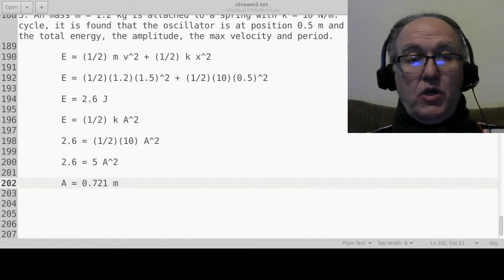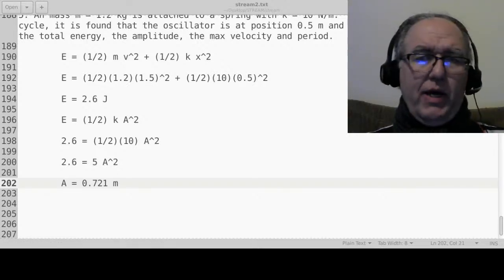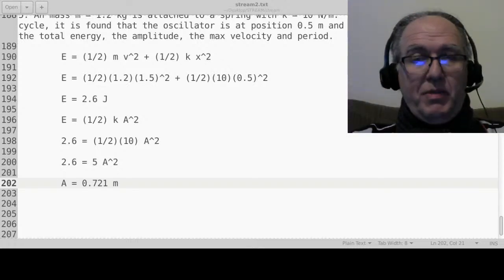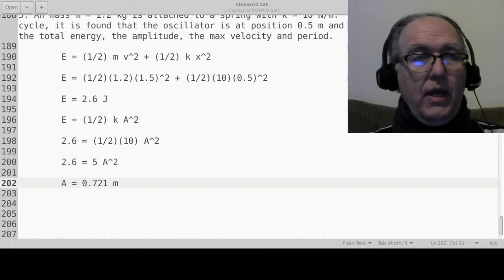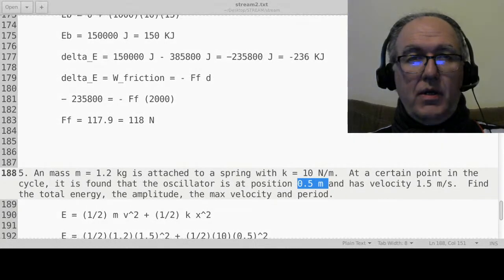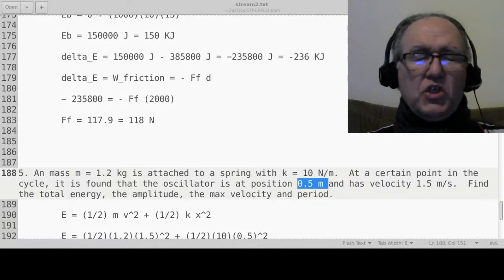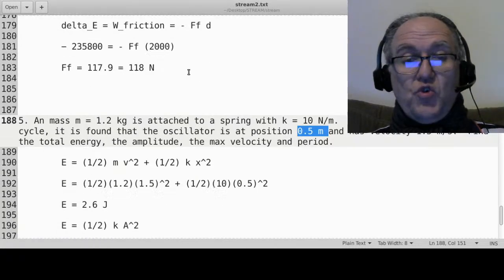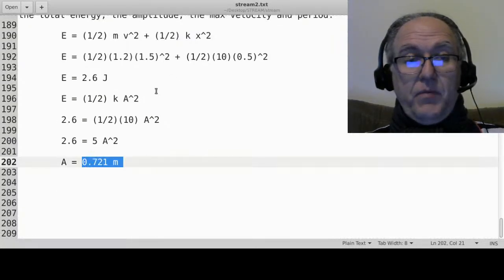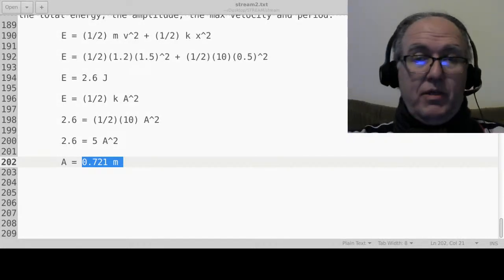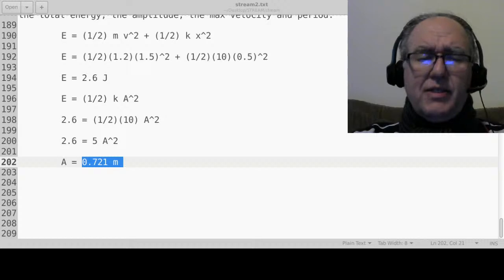So 0.721 meters. Let's see if this makes sense before we go on. Okay, so that's the amplitude, the maximum displacement from origin. Well, earlier we found that it was at 0.5 meters. So could it reach the 0.5 meter point? Yeah, absolutely it can, because it will stretch as much as 0.721, and 0.5 is smaller than 0.721. So far everything is consistent.